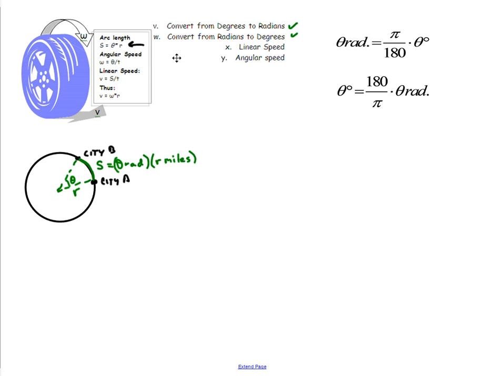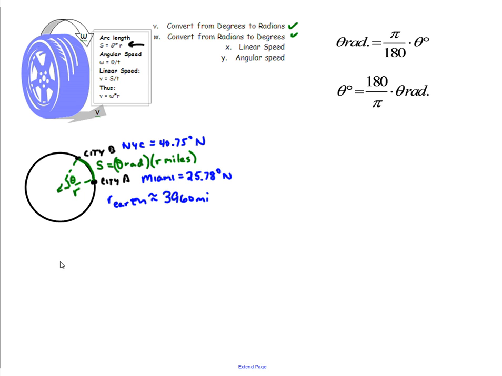So what should we do? Well, let's get a little bit of information right here. Let me give you a problem. Here's a little bit of information. Let's say city A is Miami, and it's located at 25.78 degrees north. And New York City is located at 40.75 degrees north. The radius of the Earth we can take to be approximately 3,960 miles.